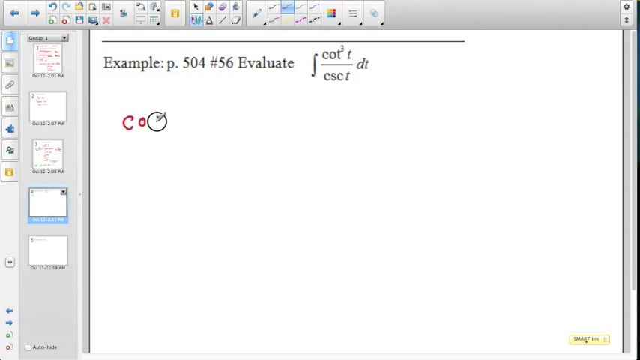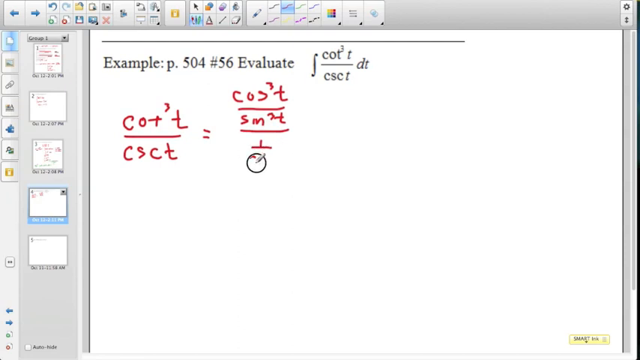So we have cotangent cubed of t over cosecant of t. We know cotangent is cosine over sine, so it's going to be cosine cubed of t over sine cubed of t. And cosecant is 1 over sine.